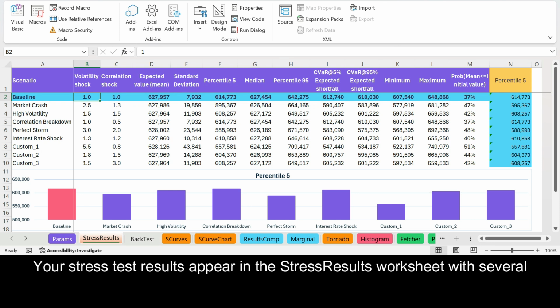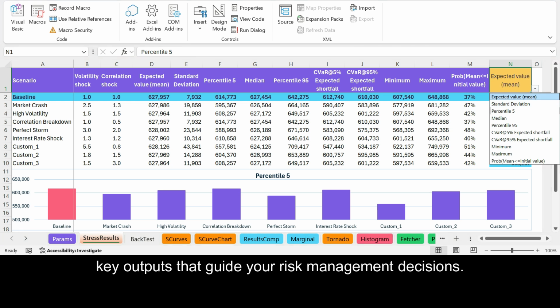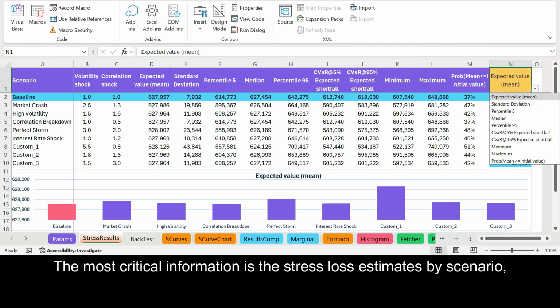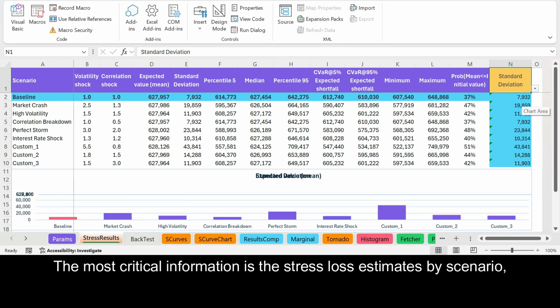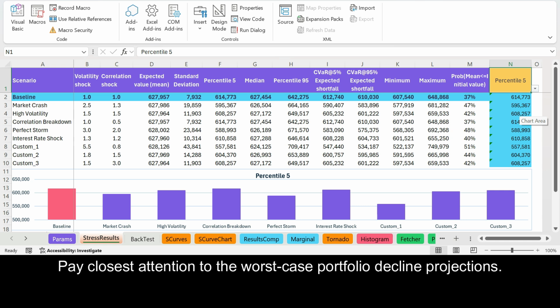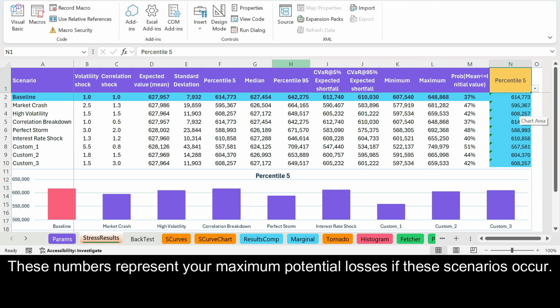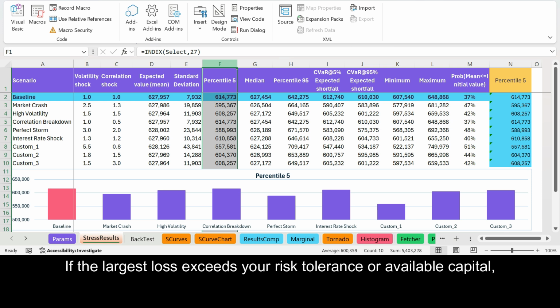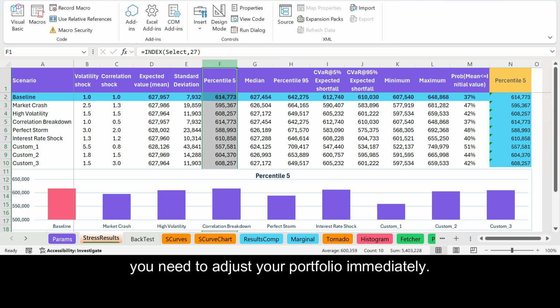Your stress test results appear in the Stress Results worksheet with several key outputs that guide your risk management decisions. The most critical information is the stress loss estimates by scenario, showing exactly how much your portfolio could lose under each crisis condition. Pay closest attention to the worst-case portfolio decline projections. These numbers represent your maximum potential losses if these scenarios occur. If the largest loss exceeds your risk tolerance or available capital, you need to adjust your portfolio immediately.